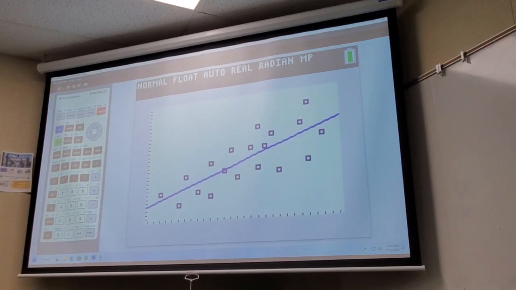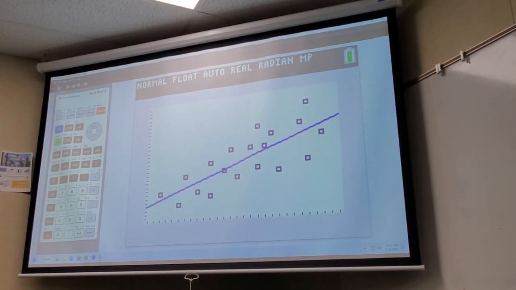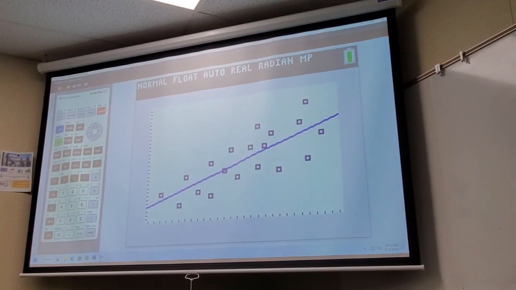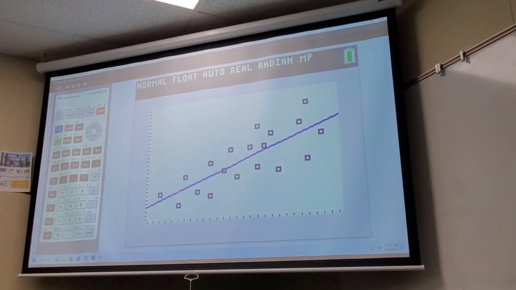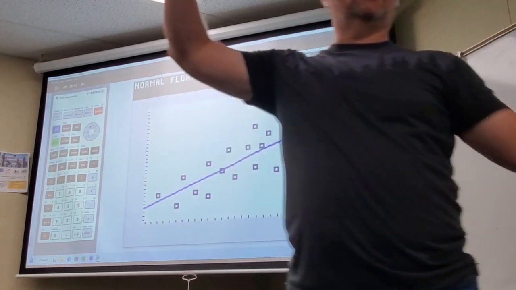That looks like it's in the right place, right? Kick ass. I love it. Sweet. Oh, do one thing. Hit zoom 9. There we go. Anytime you put new data in, hit zoom 9, because then it'll show you all the data points.